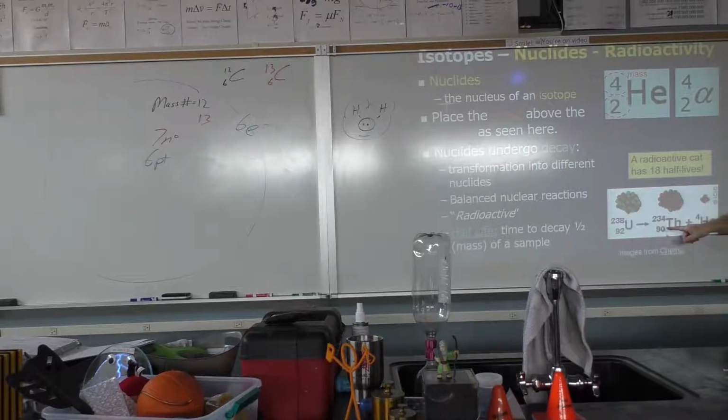...is thorium-234. Notice this side equals this side: 238 equals 234 plus 4, and 92 equals 90 plus 2. Capiche? Can you see this relationship? Yes. Even in the back?